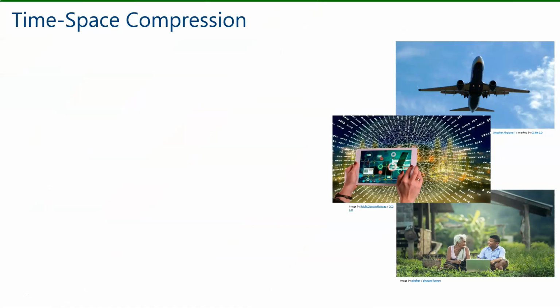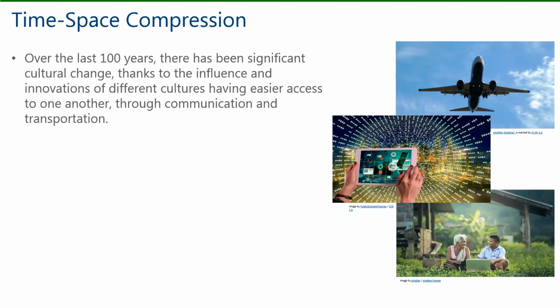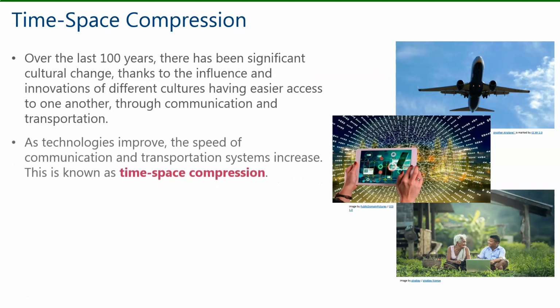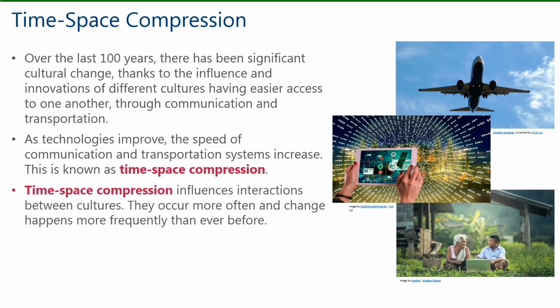The first thing we're going to talk about is called time-space compression. Over the last 100 years, there has been significant cultural change thanks to the influence and innovations of different cultures having easier access to one another through communication and transportation. As technologies improve, the speed of communication and transportation systems increase, and this is known as time-space compression. So time-space compression influences interactions between cultures. They occur more often, and change happens more frequently than ever before.